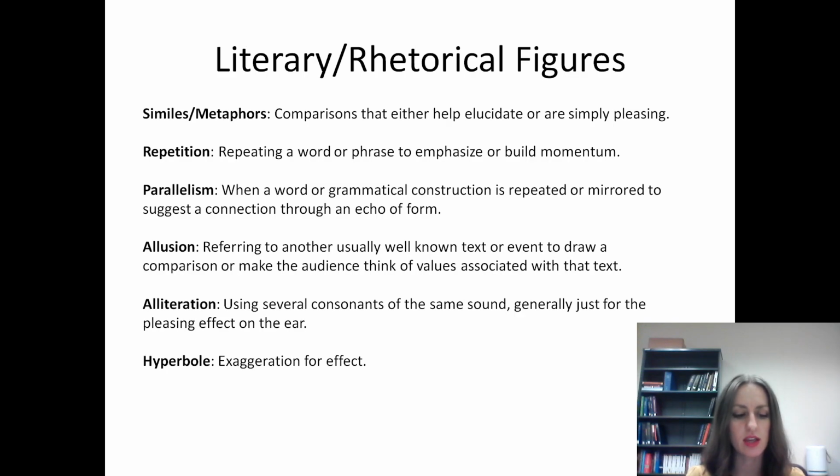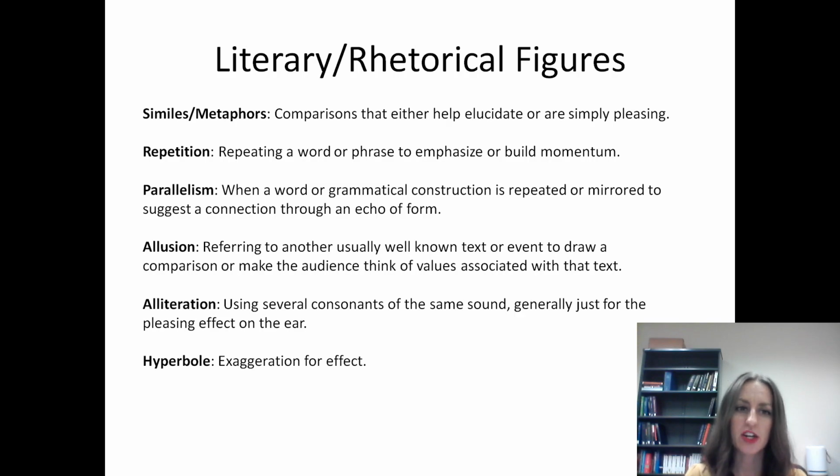This can also be repetition. We saw this in the Winston Churchill speech, repeating a word or a phrase to emphasize or build emotion. Repetition can be very powerful. If done poorly, repetition can be very bad. But if done well, it can be really powerful.